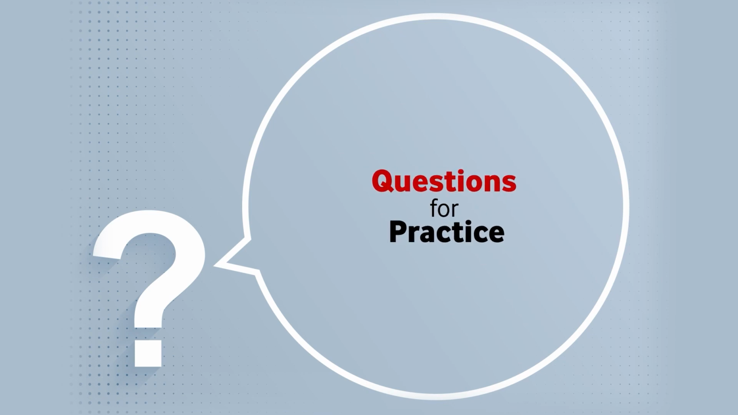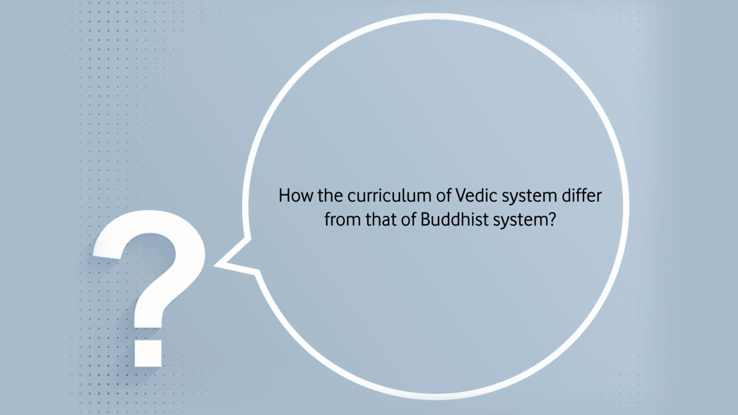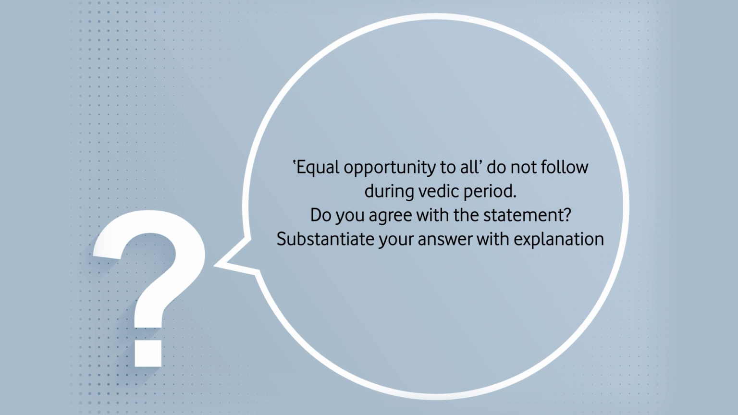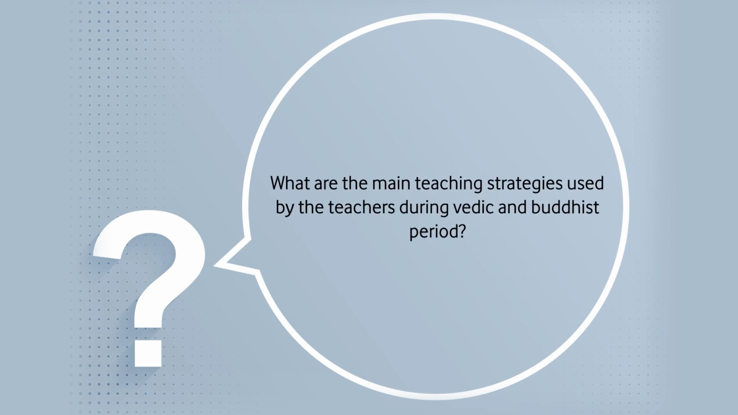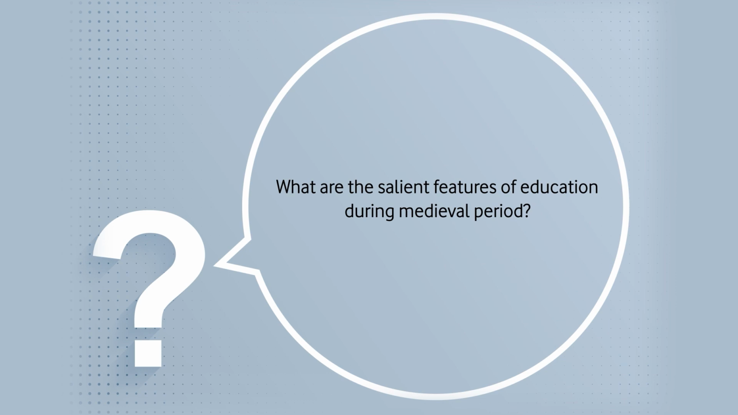I would like to provide some questions that you can work on to understand this particular lesson completely. What are the different features of education in ancient Vedic times? How does the curriculum of the Vedic system differ from that of the Buddhist system? Equal opportunity to all was not followed during the Vedic period. Do you agree with this statement? Substantiate your answer with an explanation. What are the differences between the aims of education during the Vedic and Buddhist periods? What are the main teaching strategies used by teachers during the Vedic and Buddhist periods? Who is a monk? How does an Acharya differ from an Upadhyaya? What are the salient features of education during the medieval period?